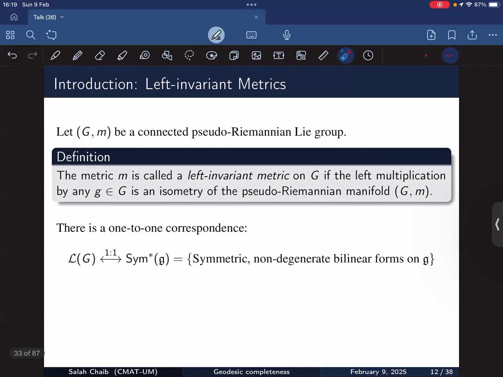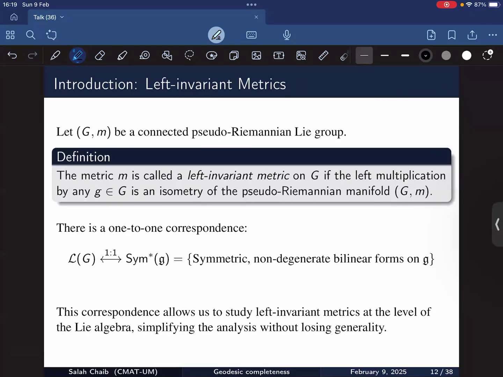So if you have a left-invariant metric, and you take it at the identity element, it will give you a symmetric non-degenerate bilinear form on the Lie algebra. And on the opposite side, you translate this symmetric non-degenerate bilinear form over the group, and you get the left-invariant metric.